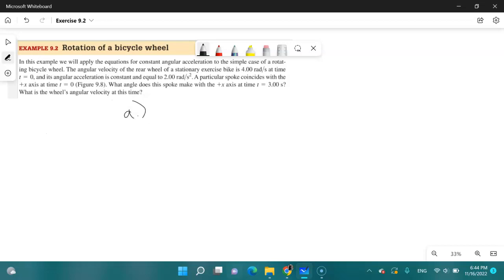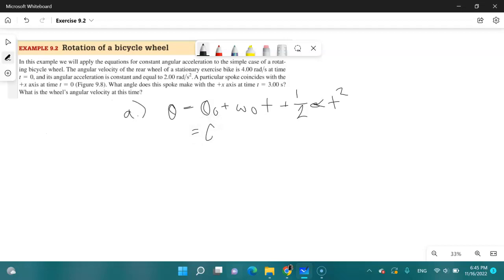For the first part, we're being asked what angle does the spoke make with the positive x-axis at this time. To start that, we need this equation where theta equals theta 0 plus the initial angular velocity times the time plus half of the average angular acceleration times t squared. So we just plug in all the values that were given to us.